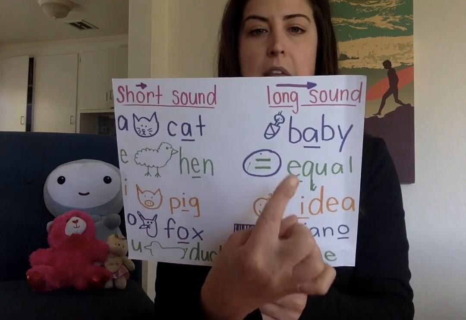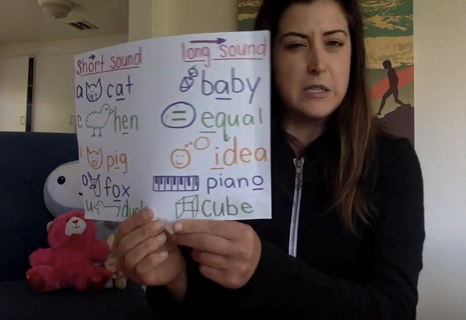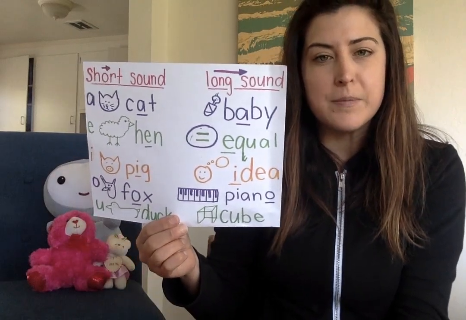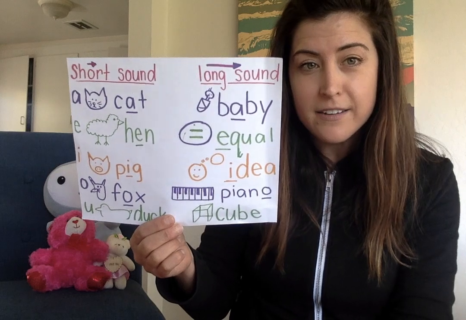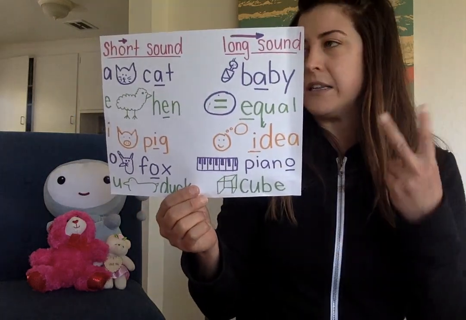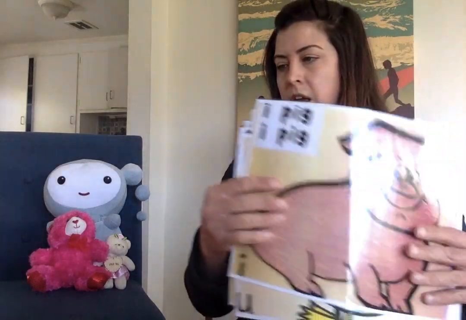Does anybody remember the easy trick to remember the long sound? What's the trick for the long sound? The letter just says its own name, right? It's an easy way to remember that second sound. So those are our vowels.